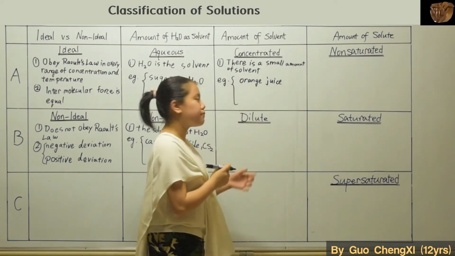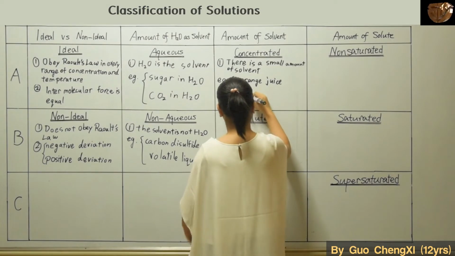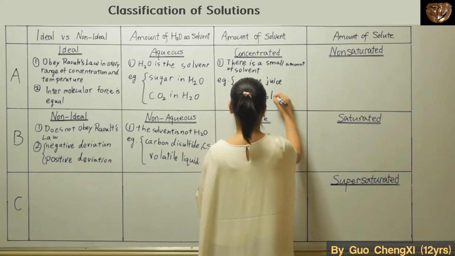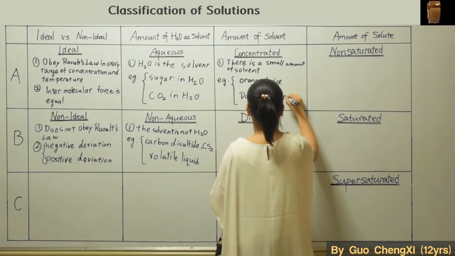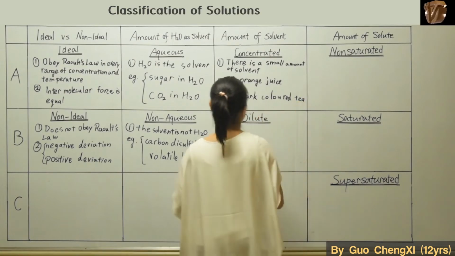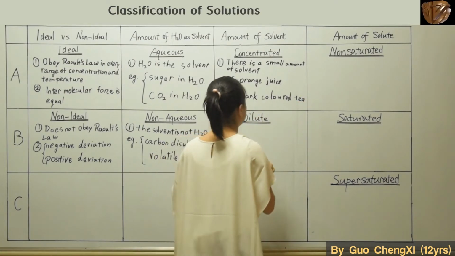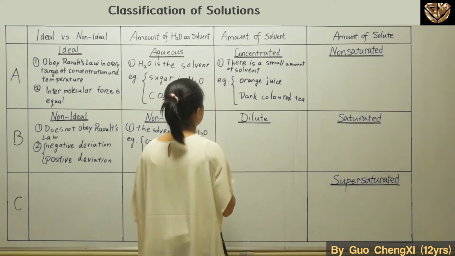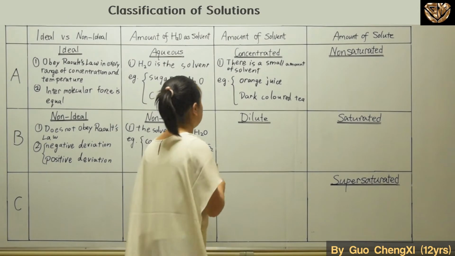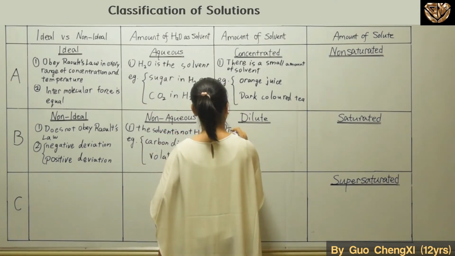The second one is dark colored tea. It can be any dark colored tea, but the important part is that it is dark colored. The dark color shows that it is concentrated, and instead of just a certain type of tea, the color of it shows how concentrated it is. While the second one, dilute, has a large amount of solvent.